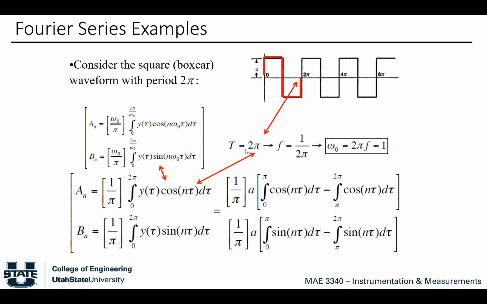And you can see that if we have a period of 2 pi and we try to look at the frequency, and the frequency is equal to 1 over 2 pi, then our omega naught is 2 pi times our frequency. And if our frequency is 1 over 2 pi, we plug that in, we end up with 1. So that simplifies this down quite a bit for our frequency.